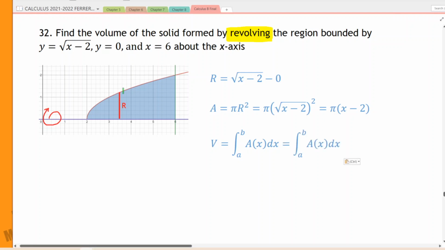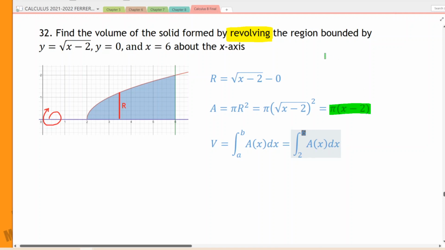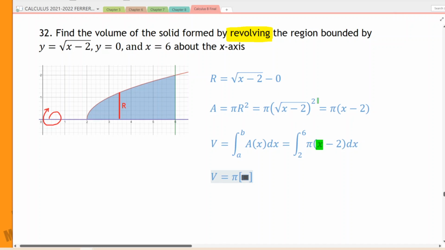Taking a look at our region, our lower limit for x is 2. Our upper limit for x is 6. And our area formula is pi times x minus 2. We are now ready for an antiderivative. The antiderivative of x is 1/2 x squared, and the antiderivative of 2 is 2x. Our lower limit is still 2, and our upper limit is still 6.